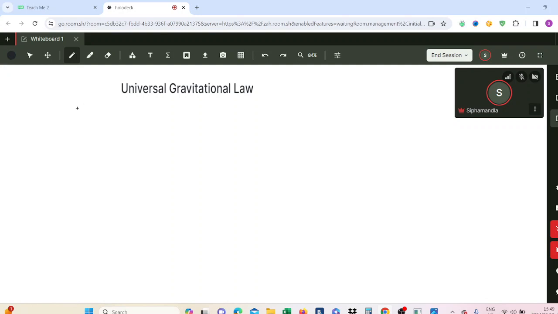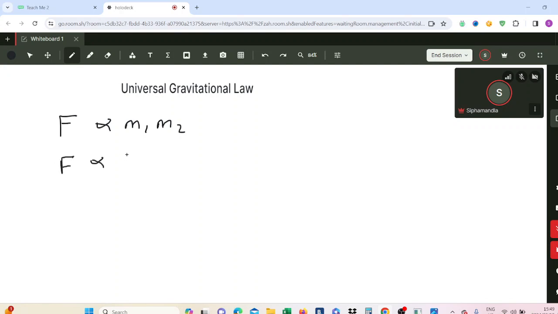The first thing you should understand under this topic is being able to state the universal gravitational law, as that is always the first mark they give you when you are writing an exam. The universal gravitational law states that every particle in the universe attracts every other particle with a force that is directly proportional to the product of the masses, and inversely proportional to the square of the distance between their centers.